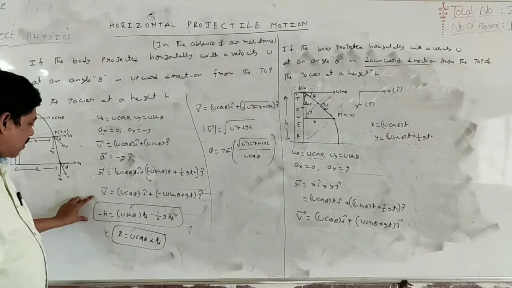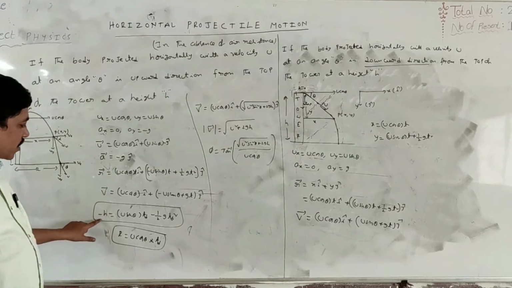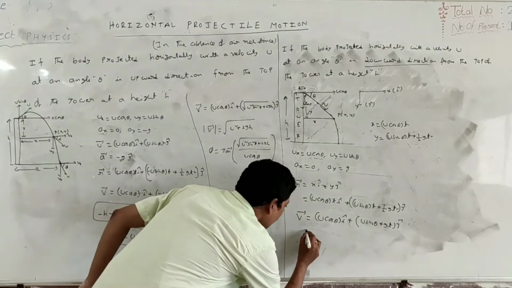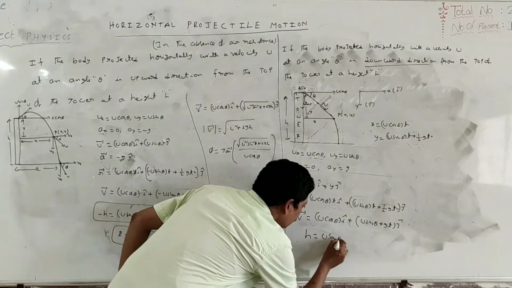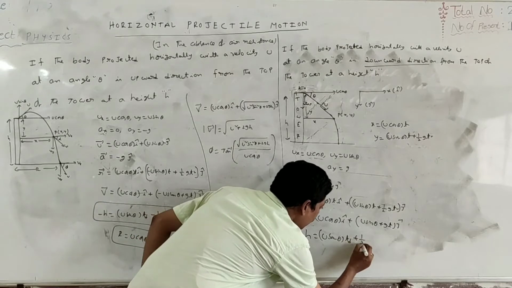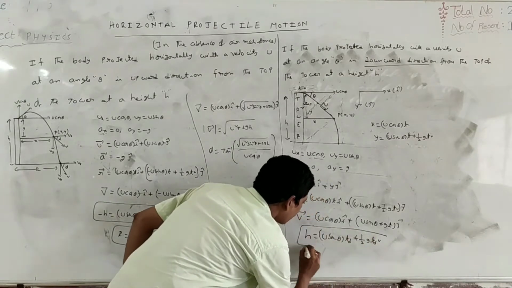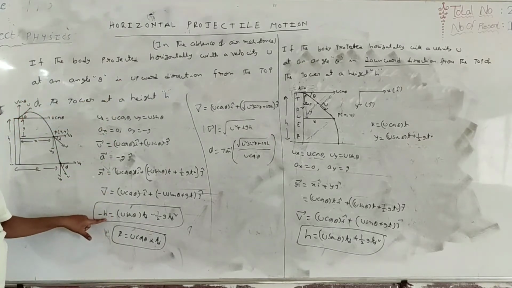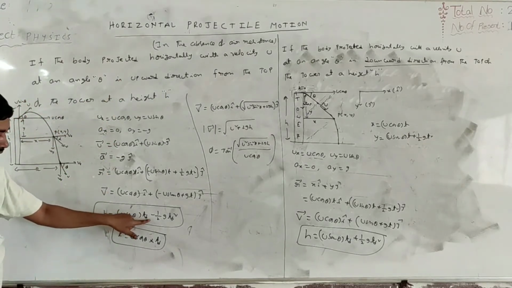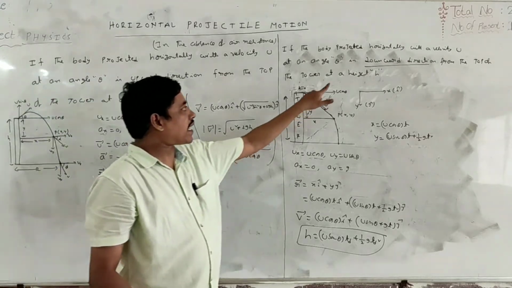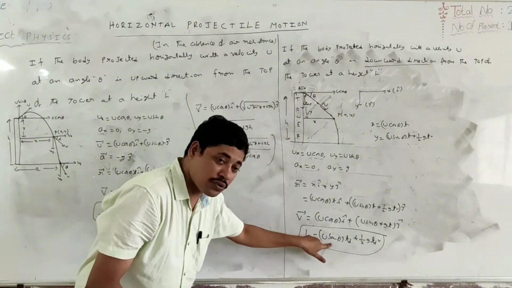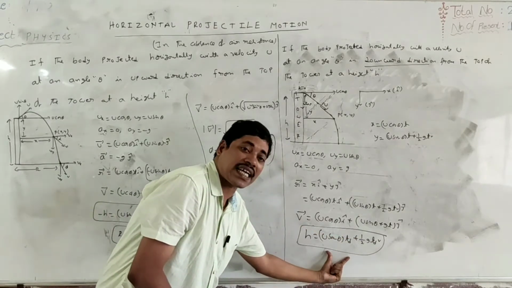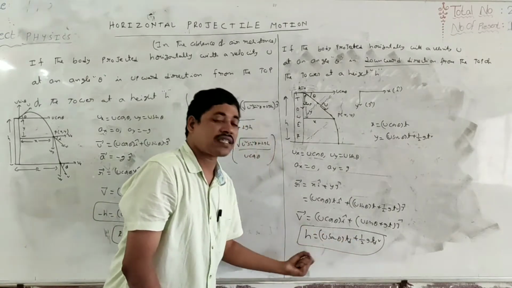For the height of the tower expression, at an angle in upward direction, minus h is equal to u sin theta into t minus half g t square. But at an angle in the downward direction, h is equal to u sin theta into t_d plus half g t_d square. This is a second order quadratic equation, used to find the time of descent.